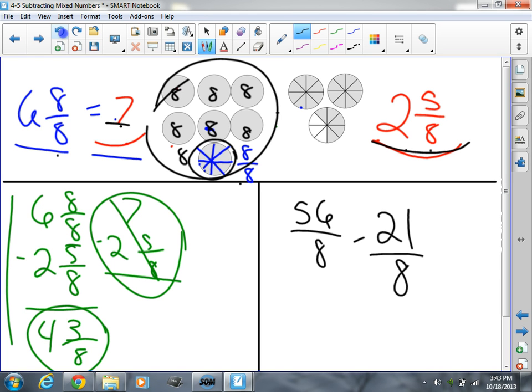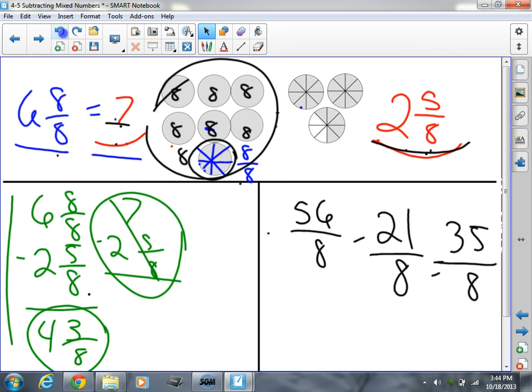See what I just did? I took my mixed numbers and my whole numbers and made them improper fractions. Now I can subtract very easily, because 56 minus 21 is going to be 35 eighths. I think it may actually be even easier than the other way. If you just make them improper fractions, it's very, very easy.